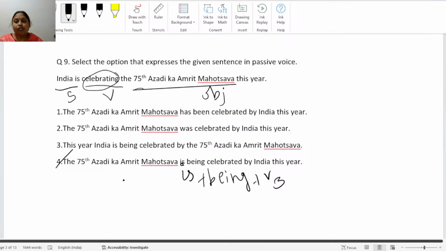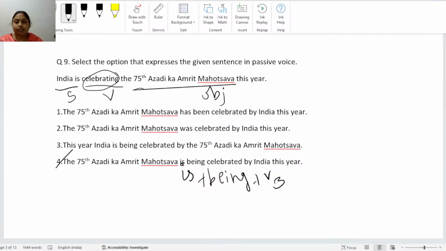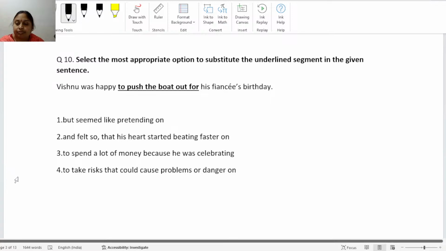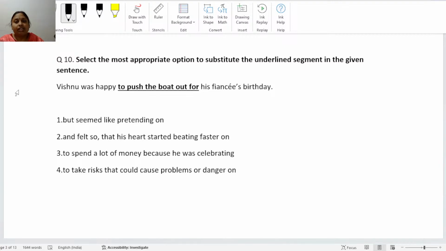So now we will go for the next question. So 10th question. Select the most appropriate option to substitute the underlined segment in the given sentences.